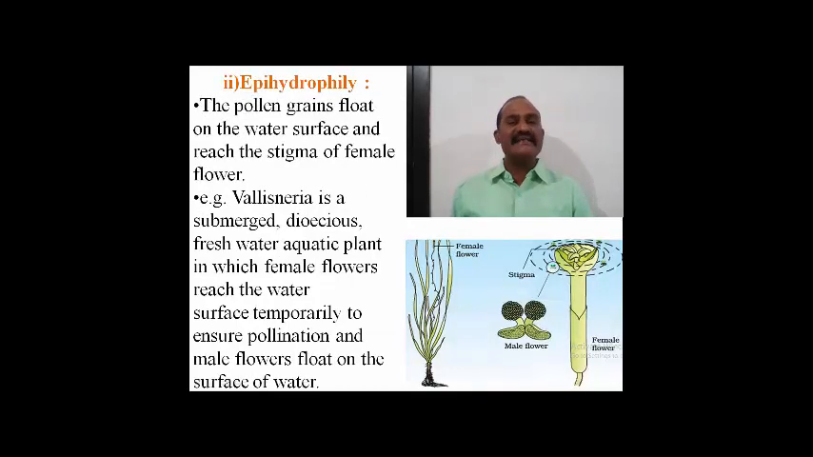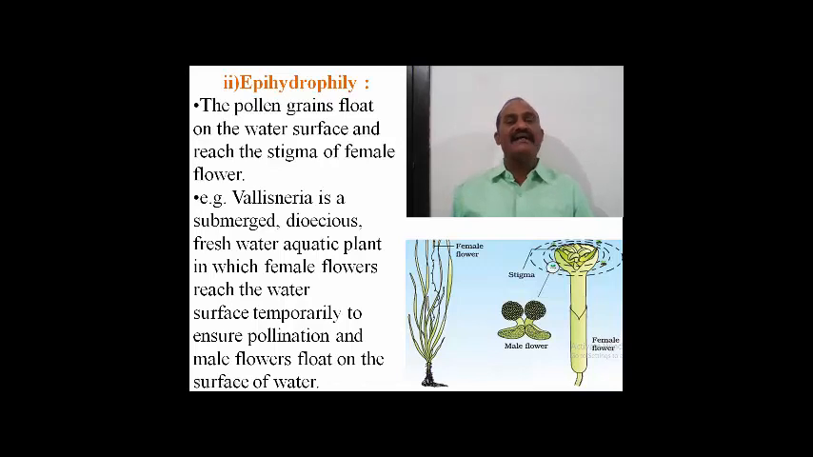The second variety is called Epihydrophily. Epi means above, hydrophily, that is water pollination. So, pollination above the surface of water is called epihydrophily. The pollen grains float on the water surface and reach the stigma of the female flower.